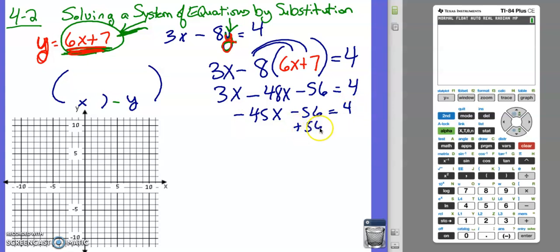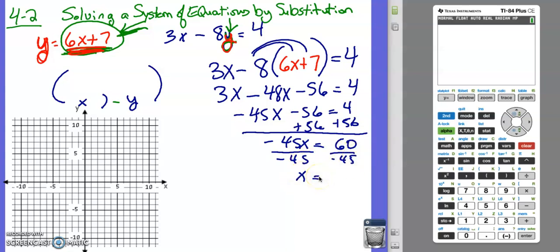I'm going to add 56 to both sides. Divide both sides by -45, and then reduce. Notice a 5 goes into them, but also a 15. A 15 goes into each one of those, so we're going to get -4/3 when we reduce that. So the x part of my point is -4/3.